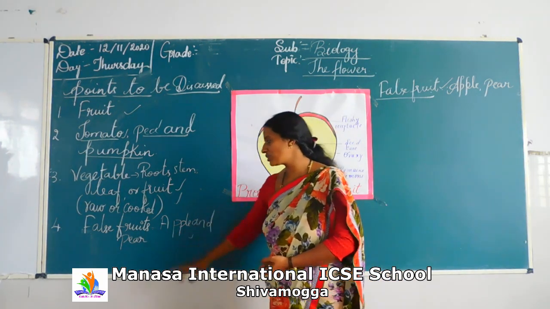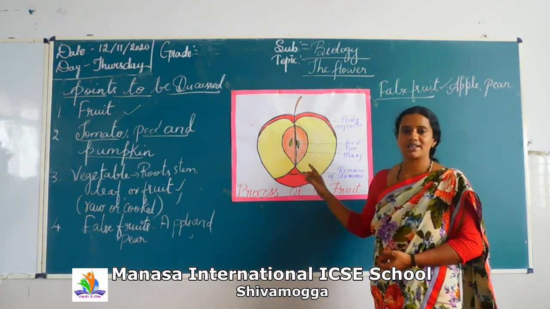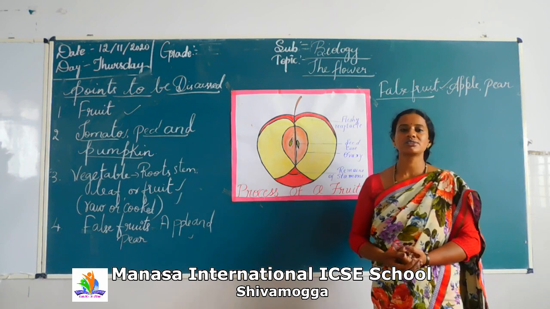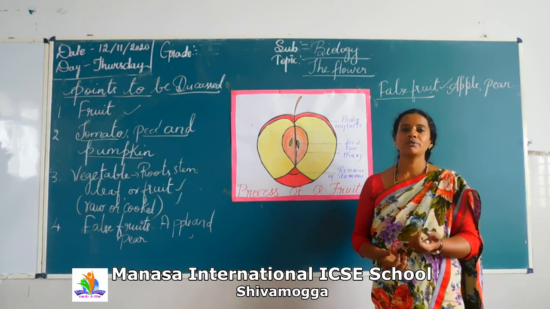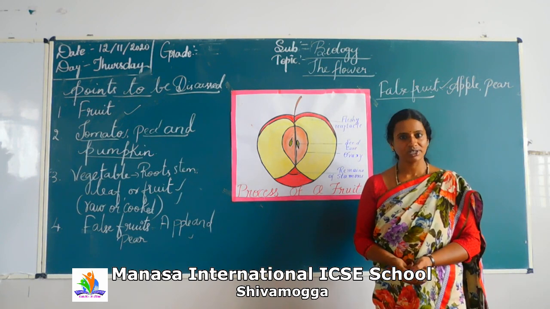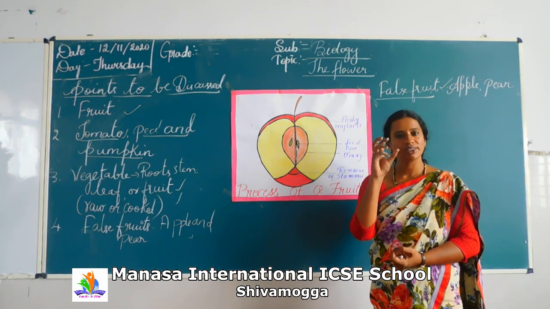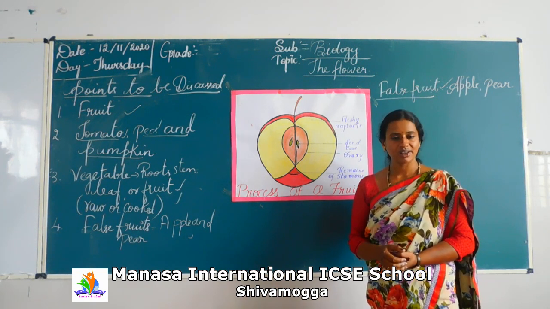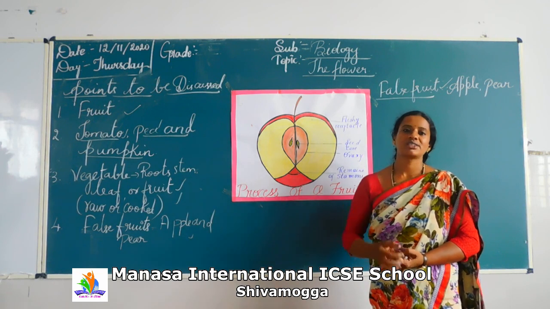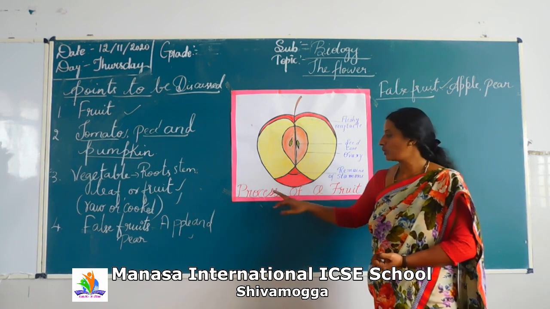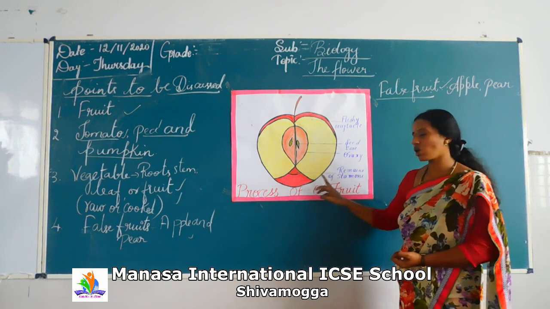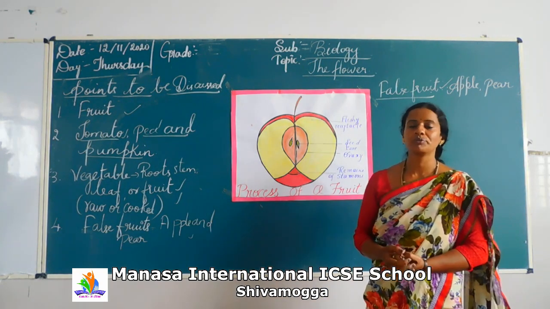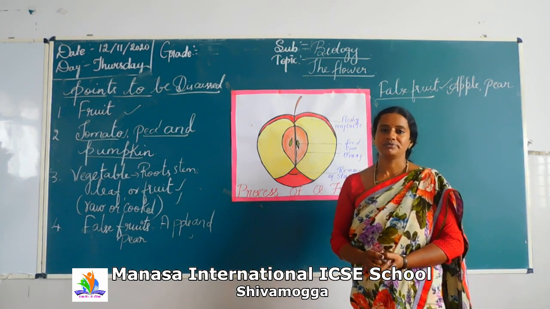The false fruit we have taken as an example is the apple. Why? Because the apple is developed from the thalamus part of the flower, and the ovary is the small core part inside, and the ovules are found as seeds, and only a few remains of the stamens are attached to the bottom of the apple.